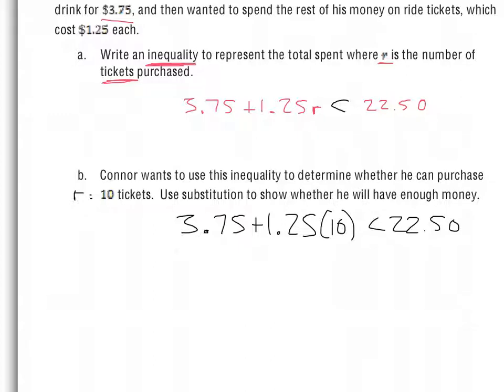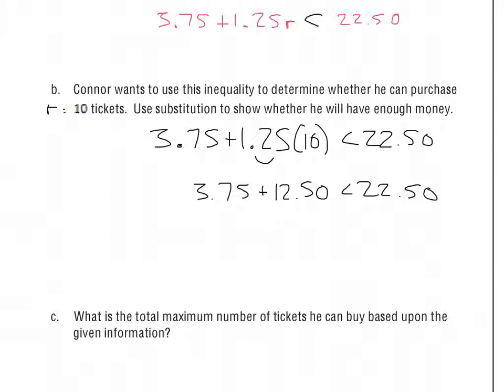So hopefully your first step here was to go ahead and do this multiplication. Multiplying by 10 is super easy. It actually just moves the decimal once to the right. So this is going to be $3.75 plus $12.50 is less than $22.50. Then we need to add that amount of money together.